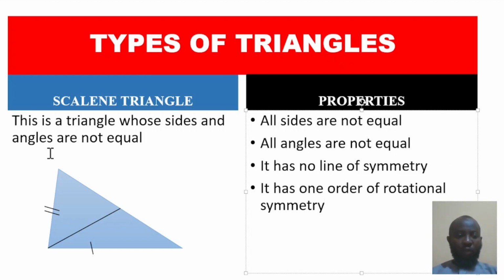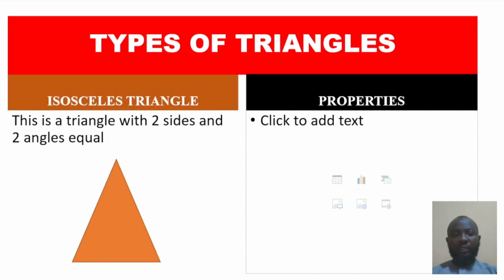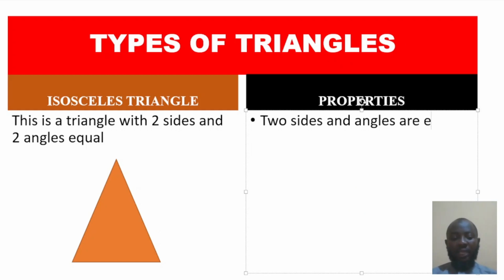Then move to the next one. So the next one is the isosceles triangle. We've looked at scaling. An isosceles triangle is a triangle with two sides and two angles equal. So that would be the first property: two sides and angles are what? Are equal. All right. That's the first one.